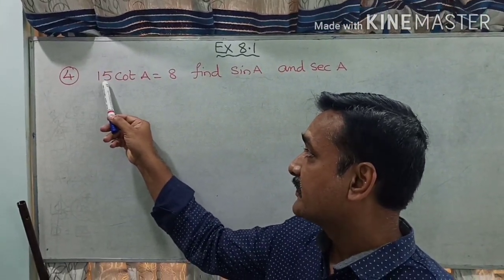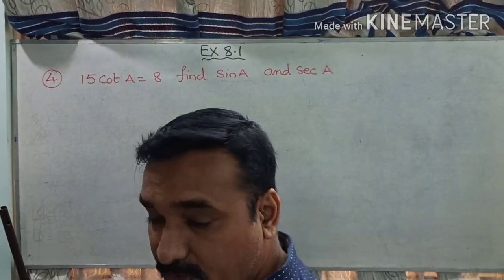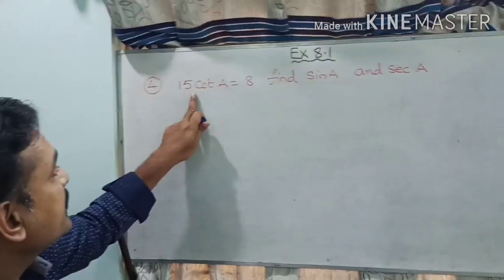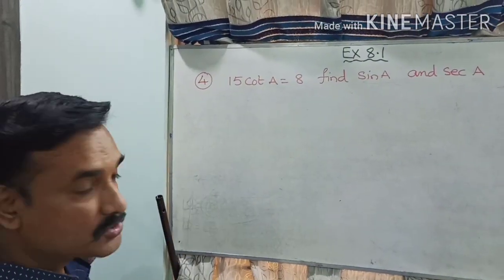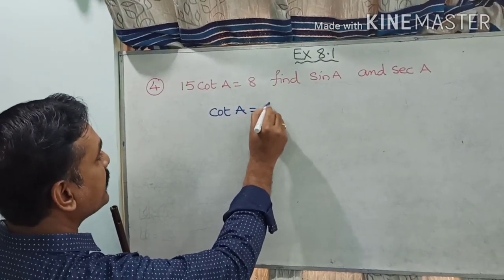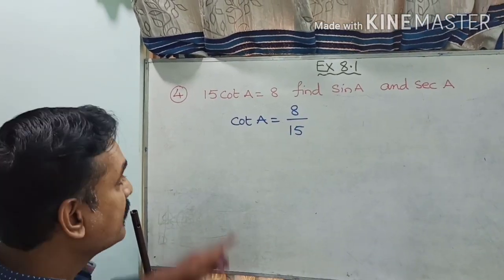Here the question is given: 15 cot A equals 8. So what is 15 doing here? 15 is in the form of multiplication. So one side is multiplication, the other side it goes by division. So cot A equals 8 by 15.